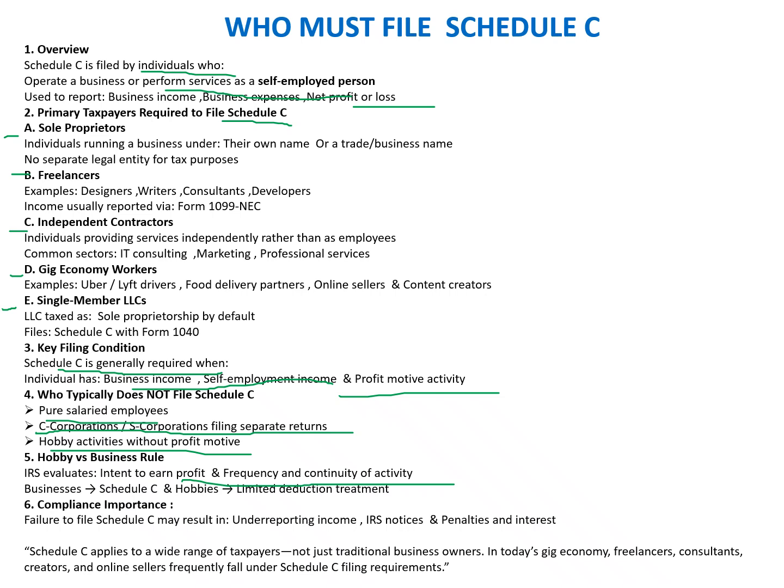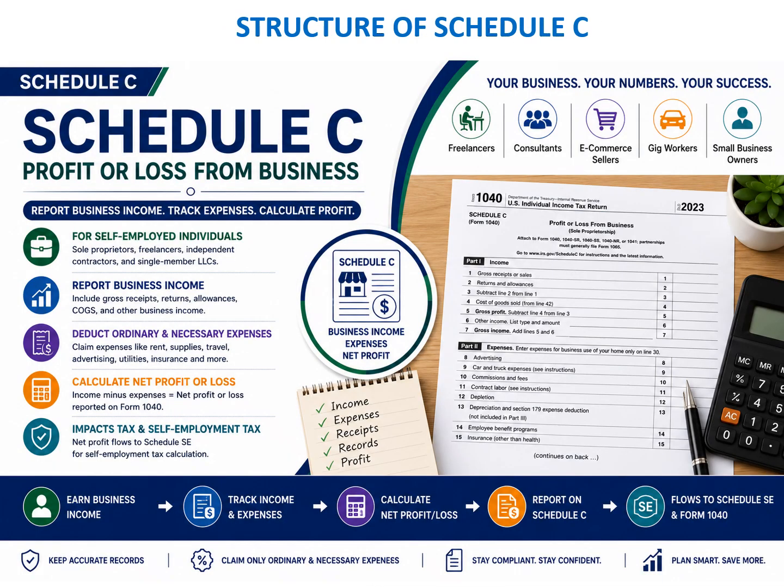Failure to file the Schedule C may result in underreporting income, and IRS notices and penalties may be invoked. Schedule C applies to a wide range of taxpayers and not only to a traditional business owner. In today's gig economy, freelancers, consultants, creators, and online sellers fall under the category wherein they have to file the form Schedule C. We'll move to the next slide to understand the structure of the Schedule C.